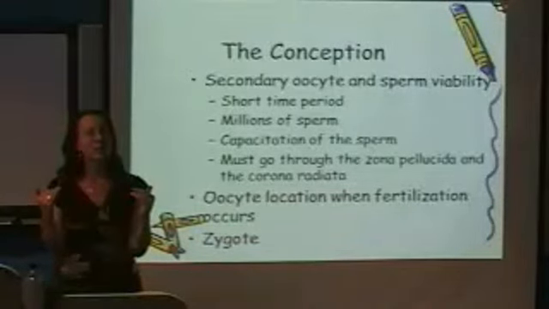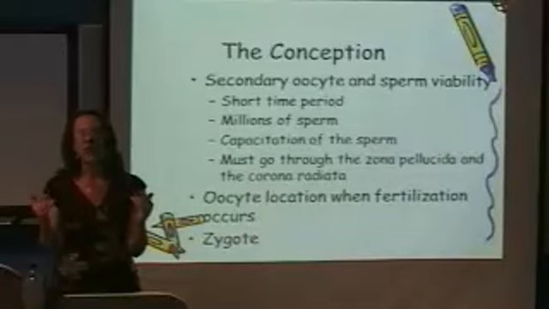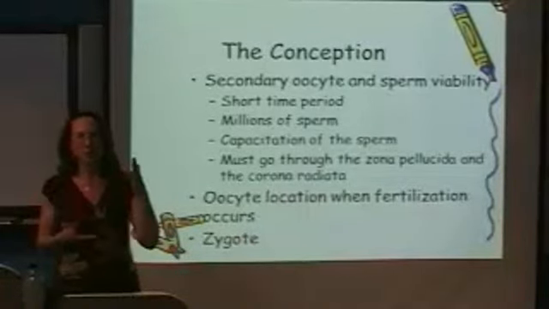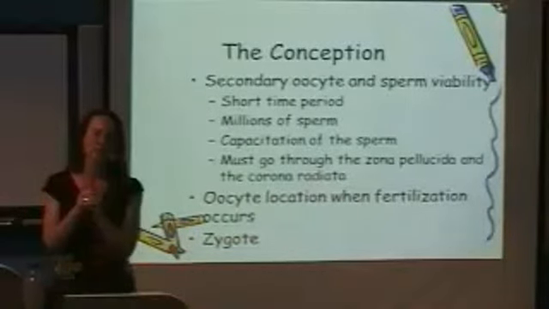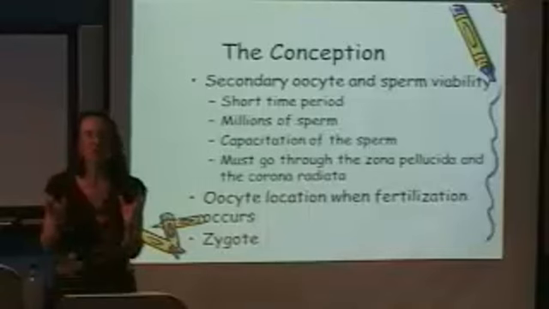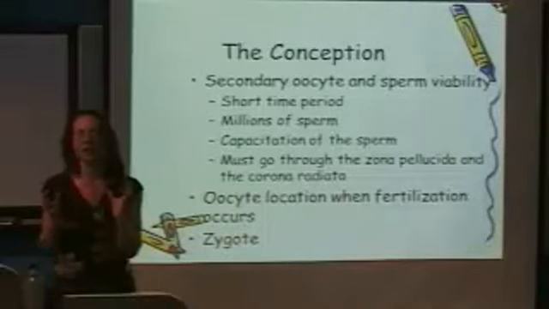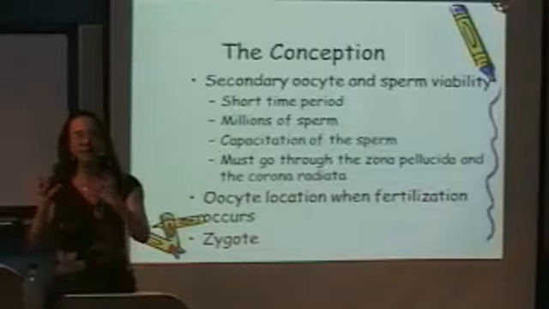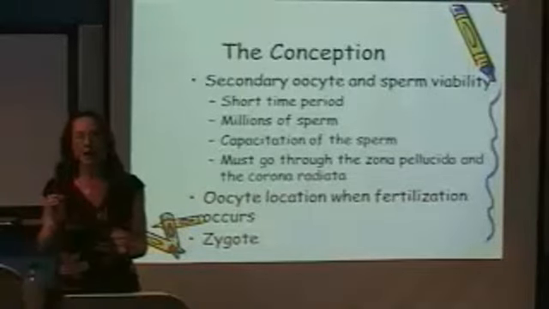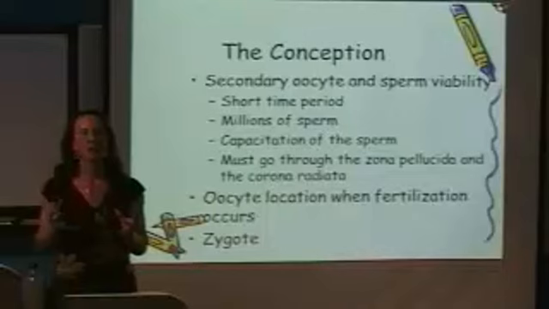Sperm, once it is ejaculated, is viable for 24 to 48 hours. So the viability of the sperm and the viability of the egg have to overlap for conception to happen. Millions of sperm are ejaculated when a man has an orgasm, but not a million make it to the egg. We've got sperm that have different jobs, per se.